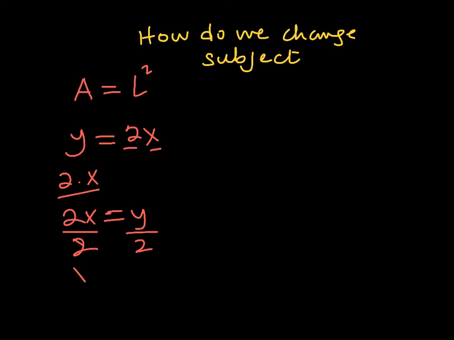So what you have is x is equal to y over 2. Essentially, what I've done is that I have now made x the subject of the formula. So I have changed it from y to now be x.